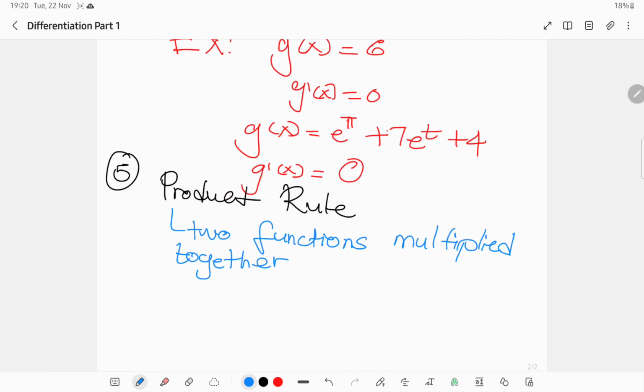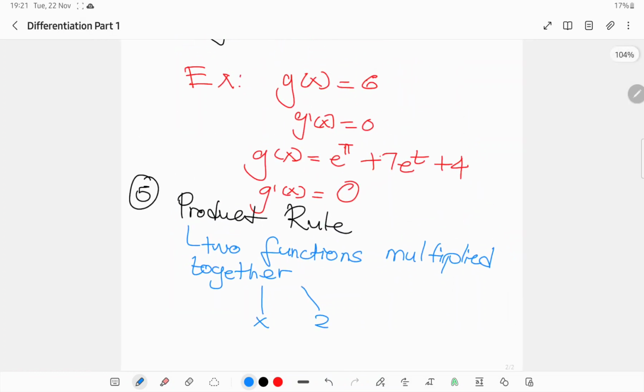And with these two functions, one thing that you need to know is that x is a function. Even 2 alone is a function, but it's a constant. But yes, it's a function. But remember, whenever we have something like 2x, we forget about the constant, we derive the function.